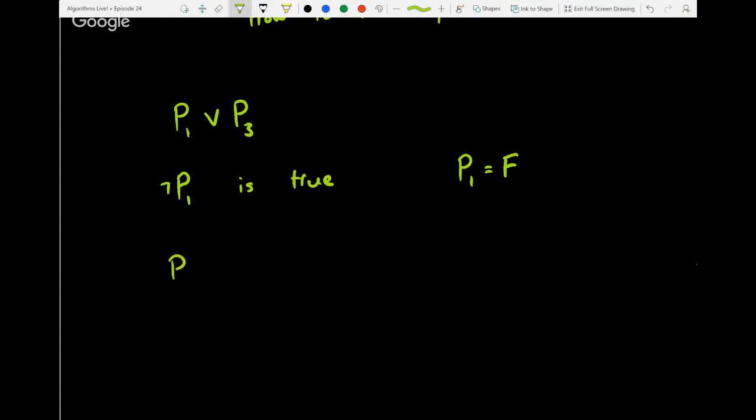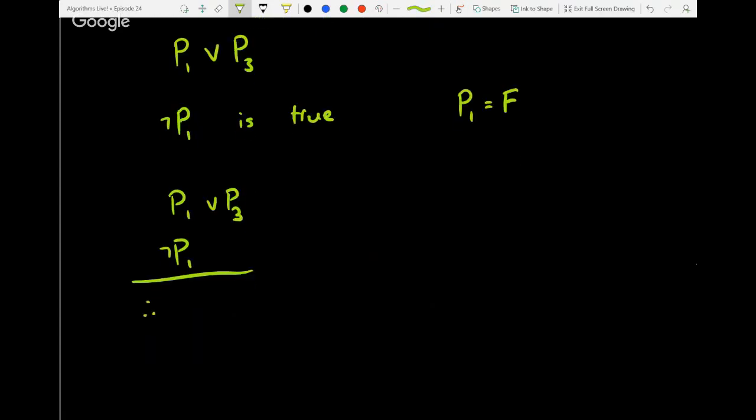So you'll have something like this, P1 or P3, not P1, and you can just write out therefore P3, something like that. So one way you could state this in plain English is like, you have an apple or you have an orange, but you know you don't have an apple. So then you can infer that you have an orange. So it's just a logical deduction. And the cool thing about this is it works on both sides. So let's say not P3 was true, then you could deduce P1.